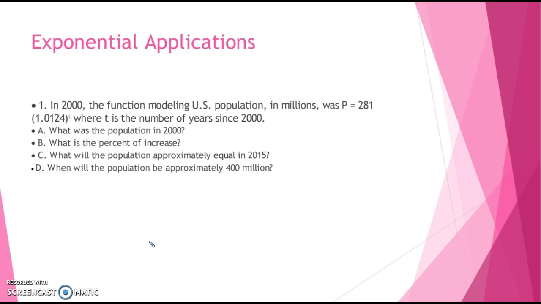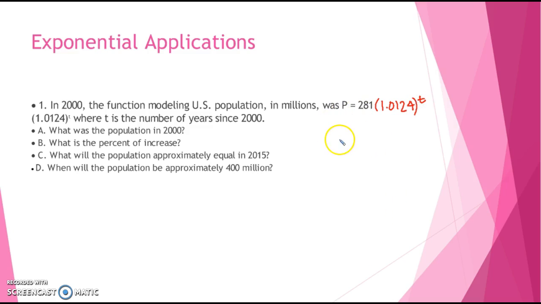So for the first one, in 2000, the function modeling the U.S. population in millions was p equals 281 times 1.0124 to the t, where t is the number of years since 2000. And I don't like the way that went down, so I'm just going to add the equation here, just so we can see the whole equation at once.